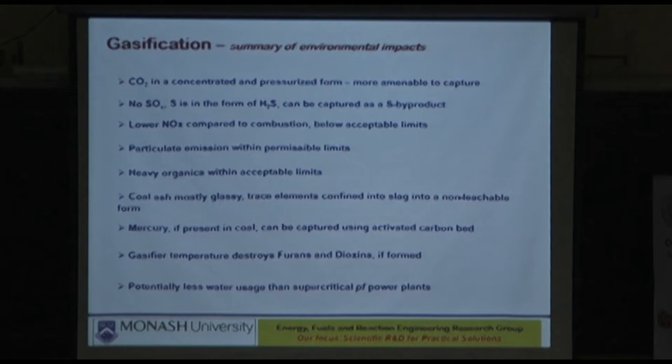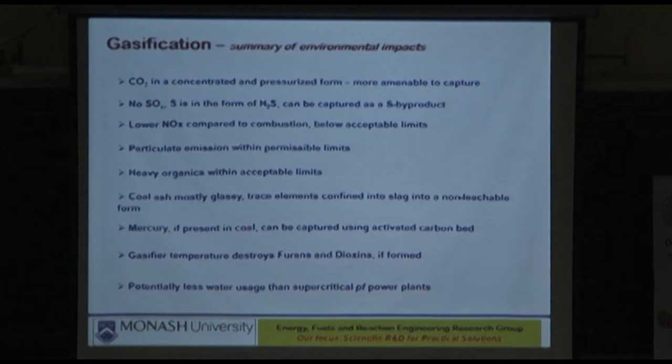Heavy organics are within acceptable limits. Coal ash can be mostly glassy depending on the type of gasifier you use. Trace elements can be controlled more into the slag phase, and therefore can become non-leachable if you use a particular type of gasifier. Mercury, if it is present in the coal, some coals do have lots of mercury, then mercury can be captured in an activated carbon bed, in the mercury bed.